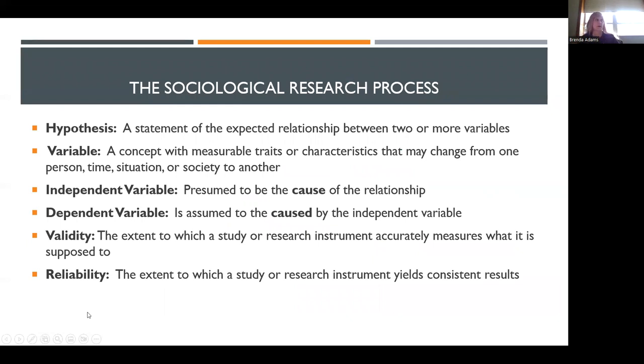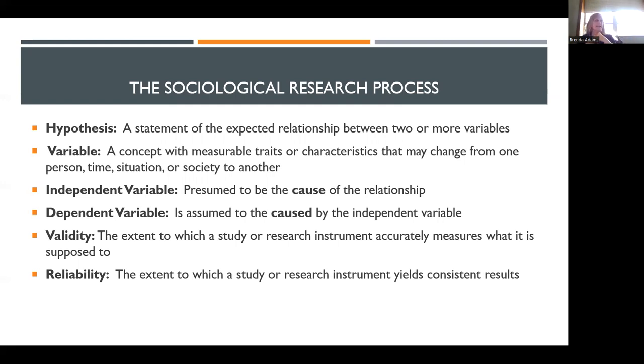We have hypothesis, variable, independent variable, dependent variable, validity, and reliability. So basically the hypothesis is a statement that you expect a certain relationship between two or more variables. A variable is a measurable trait or characteristic that may change from one situation to another, from one person to another. The independent variable is presumed to be the cause of the relationship. The dependent variable is assumed to be caused by the independent variable. So you can see the difference of the cause and the caused.